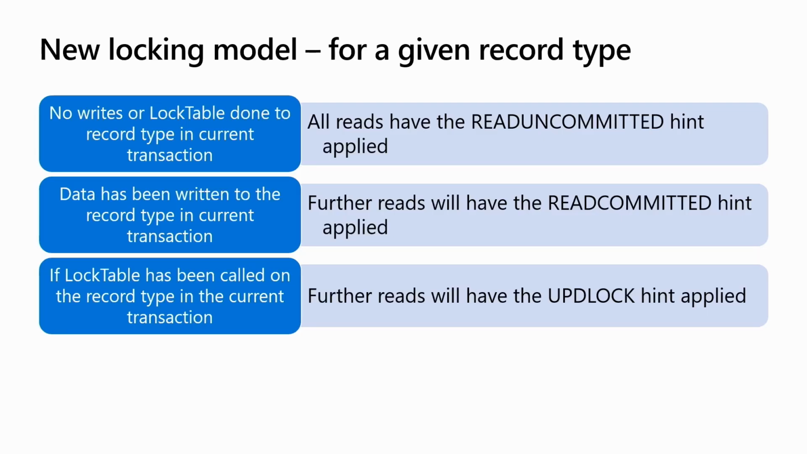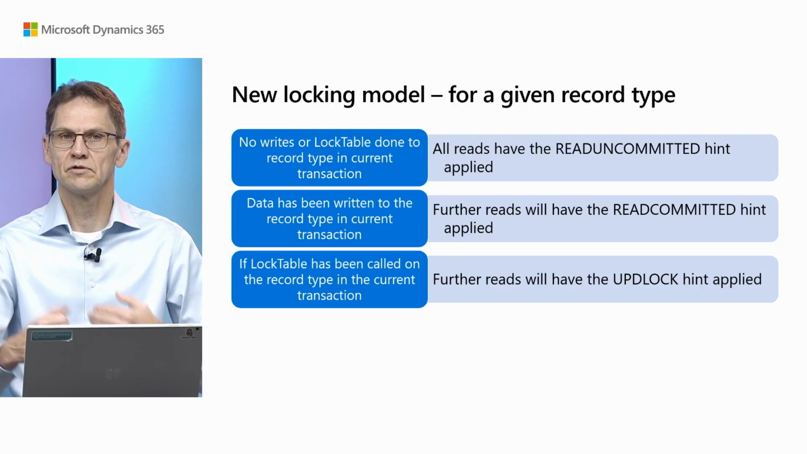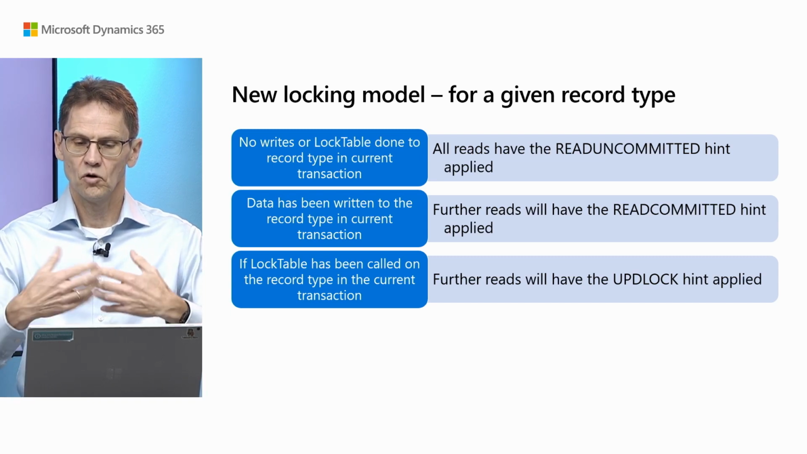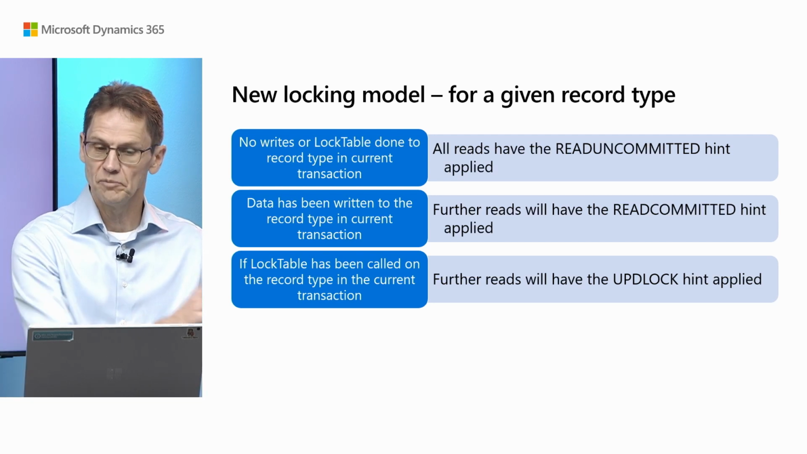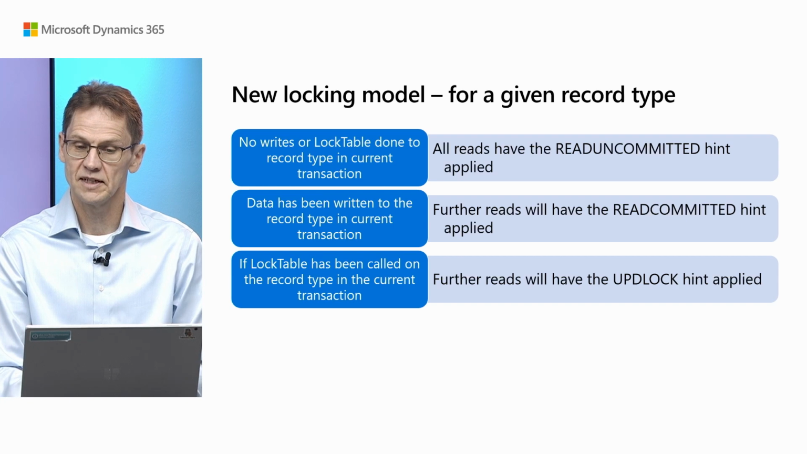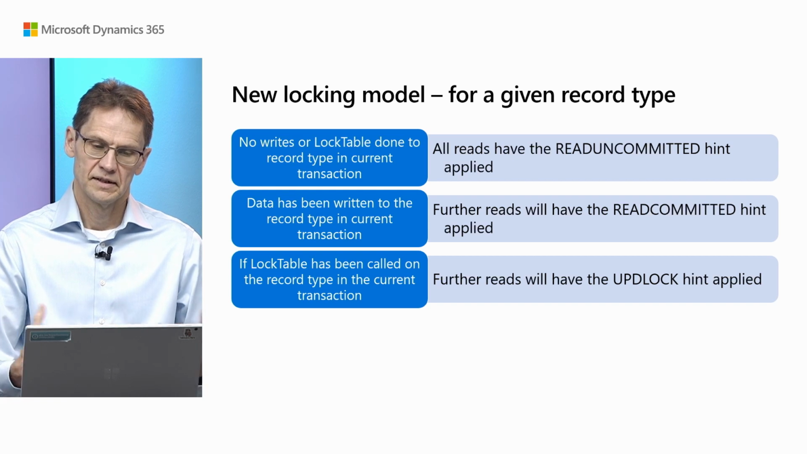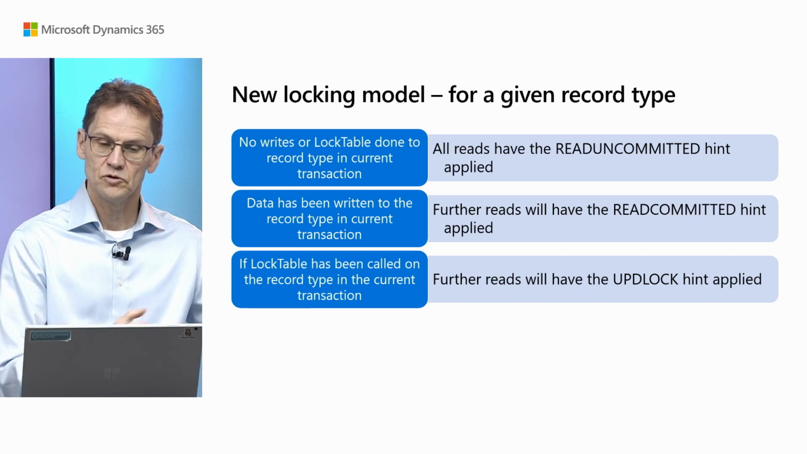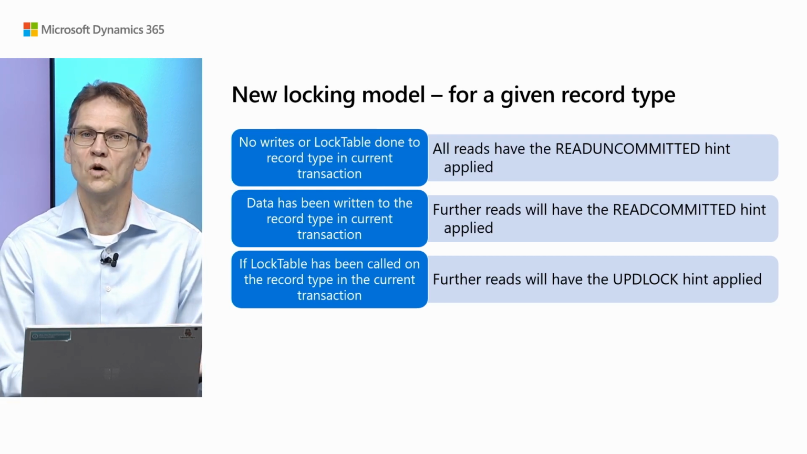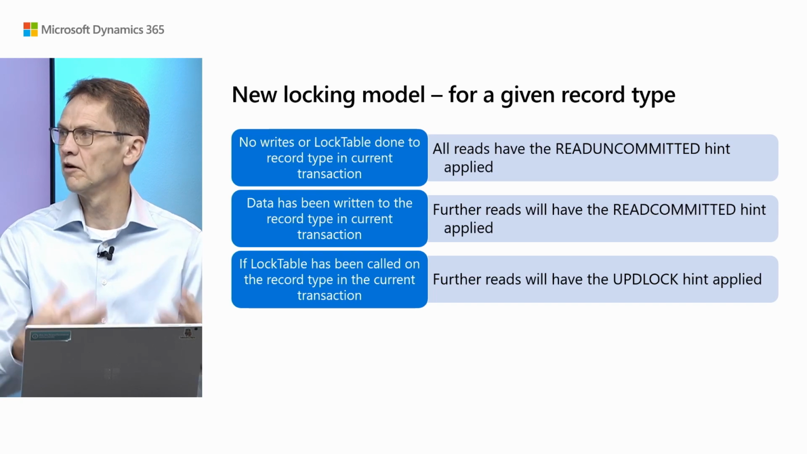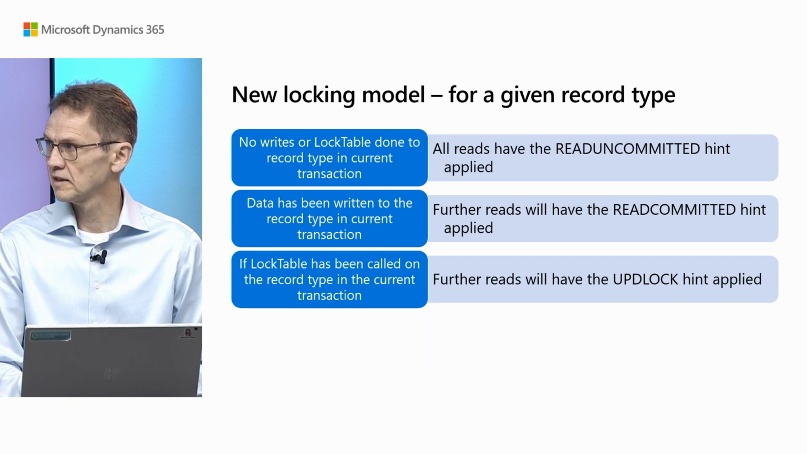So for a given record type, as long as you have not entered into a write transaction, all reads have the read uncommitted hint applied. And when some data has been written to the record type in the current transaction, further reads will have the read committed hint applied. Now, you can still do LockTable. LockTable has not changed. That is your way to say, well, I still want this automatic application of update log. So if LockTable has been called, further reads will have the update log hint applied.